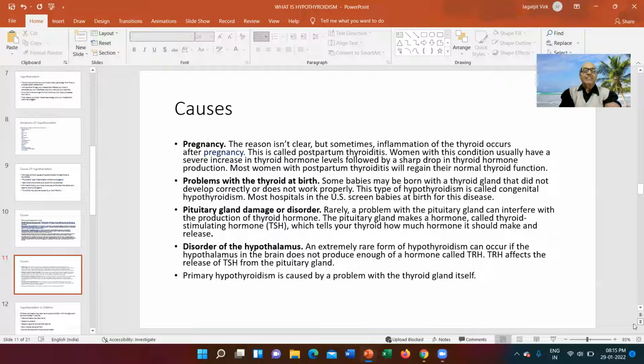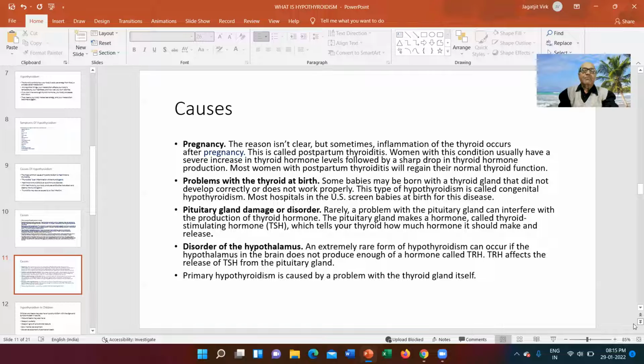Pituitary gland damage or disorder. Rarely, a problem with the pituitary gland can interfere with the production of thyroid hormone. The pituitary gland makes a hormone called thyroid stimulating hormone, TSH, which tells your thyroid how much hormone it should make and release.